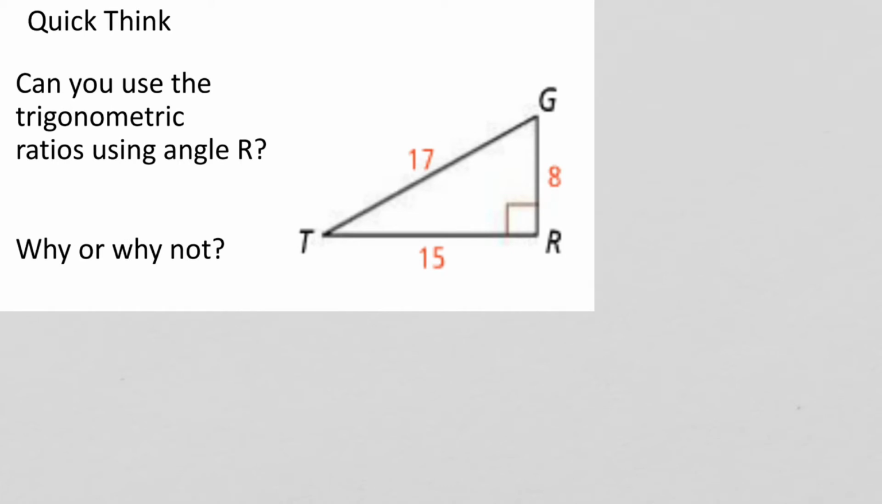Do you think you could use trig ratios for angle R? Why or why not? Definitely not, because how are you going to get opposite over adjacent, right? Opposite looks like it's 17, adjacent could be 8 or it could be 15, right? Impossible to get values for trig functions from the right angle. So this, as you move on later on in Algebra 2, you'll learn more about that.